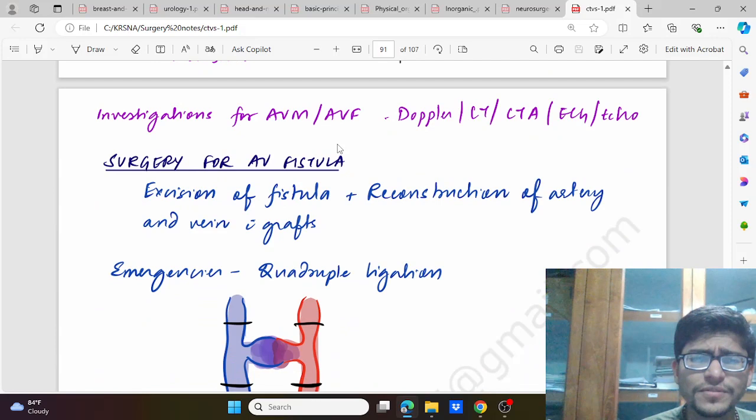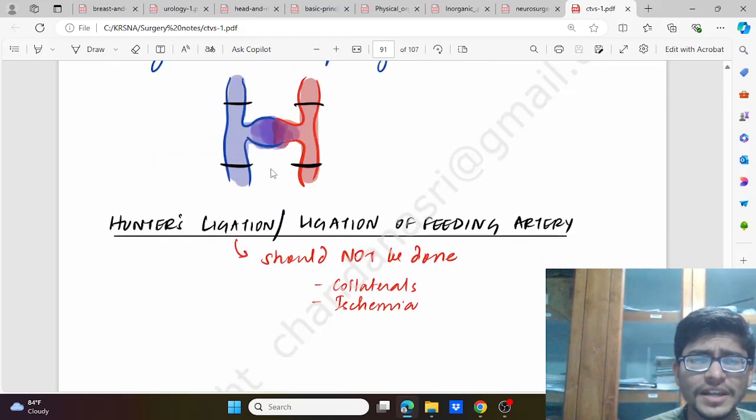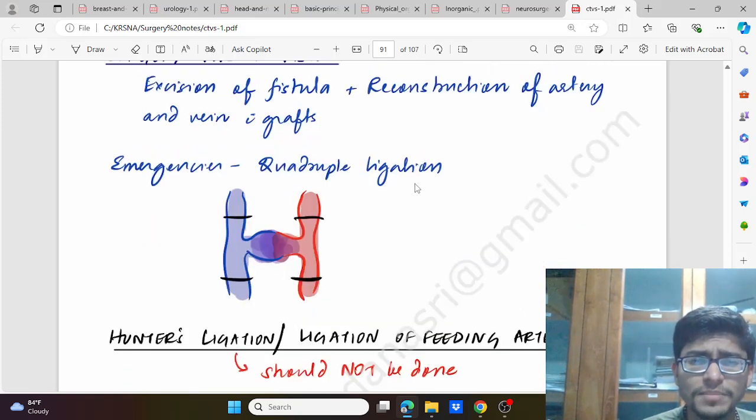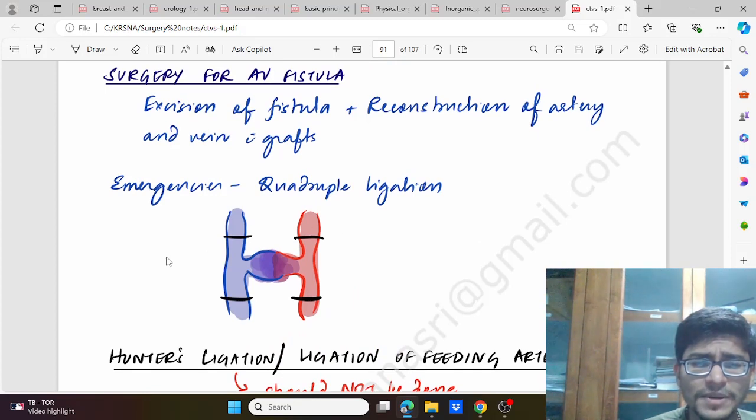Now we see the investigations for AV malformation or fistula, which are Doppler, CT, CT angio, echo and ECG. Surgery for AV fistula is excision of the fistula and reconstruction of the artery and vein with a graft. In an emergency, we have to go for quadruple ligation or Hunterian ligation, where we ligate the feeding artery. It should not be done unless you have collaterals, which may otherwise result in ischemia. In quadruple ligation, we ligate all four supplies for this connection, that is two venous and two arterial.